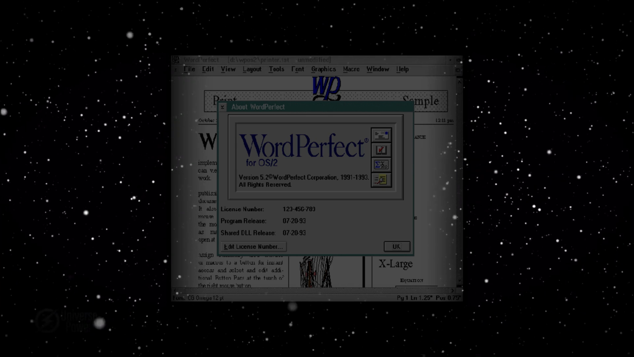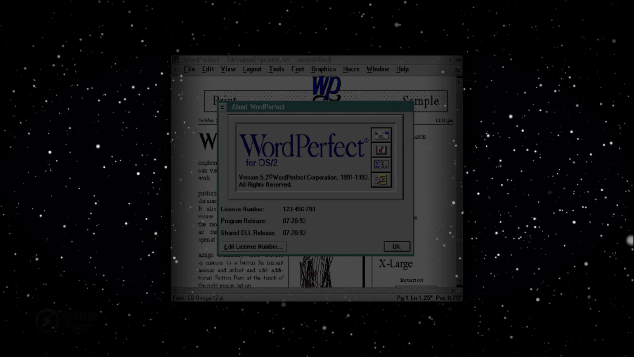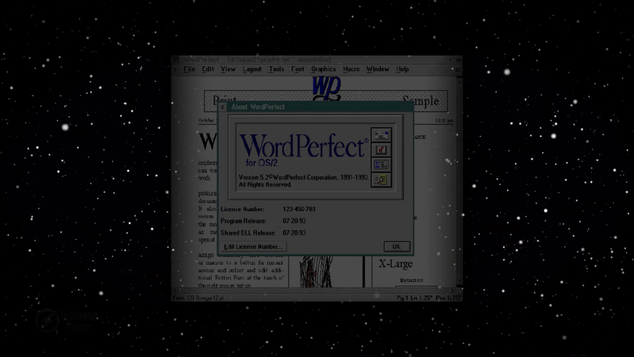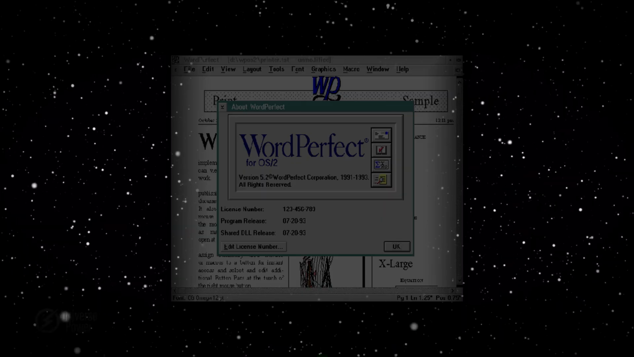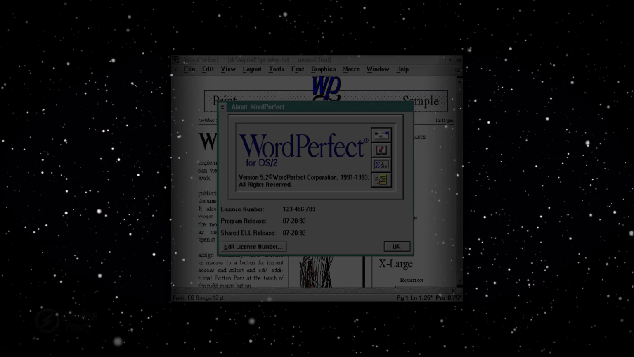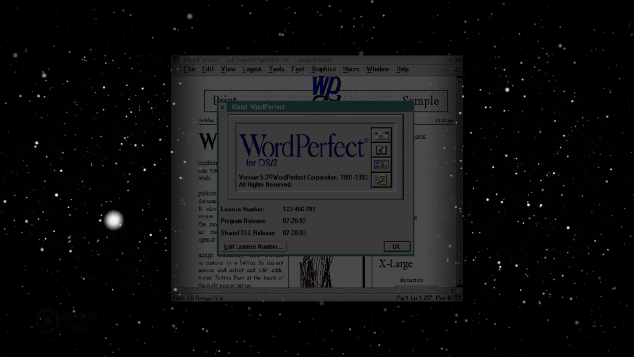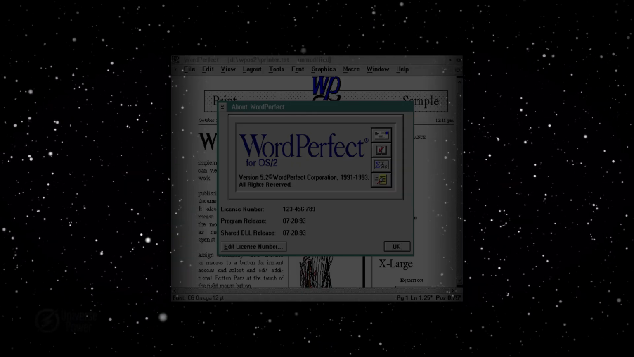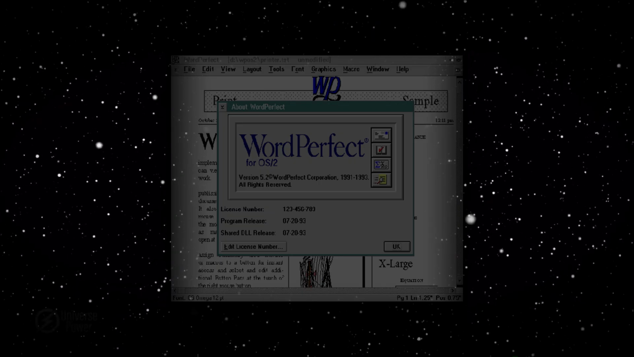A task that once required accountants with ledgers could now be done by anyone with a PC. Budgeting, forecasting, and financial modeling became faster and more accurate. These applications turned computers from curiosities into essential business tools.